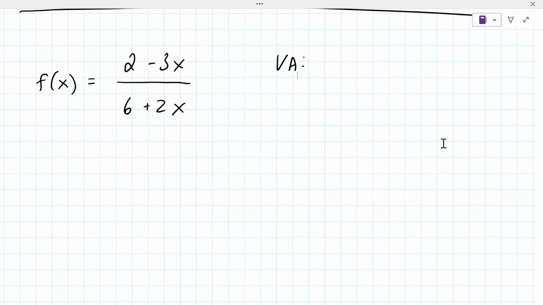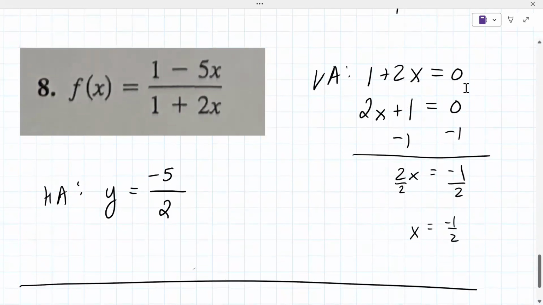Let's go back and look at the previous problem. I did the same thing. What did we do in the previous problem? 1 plus 2x equals 0, and then you switched it. Why 1 plus 2x? Why did I choose that? Where does that appear over here? Right down at the bottom.